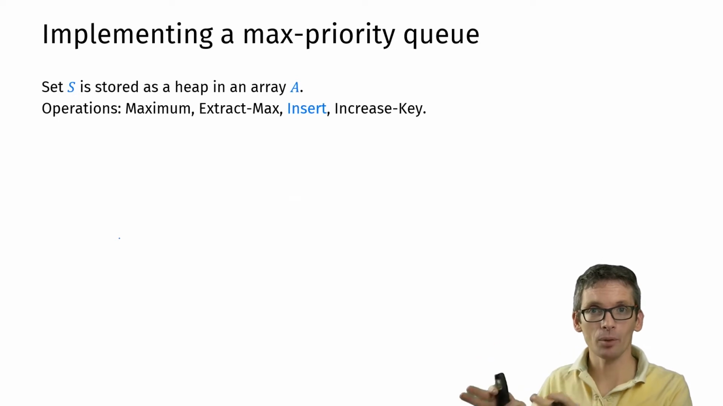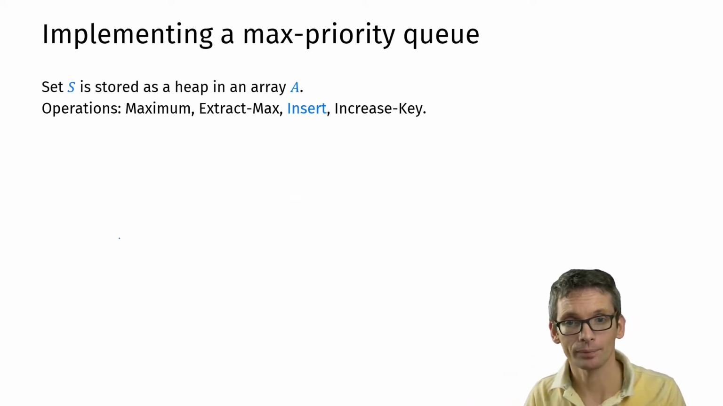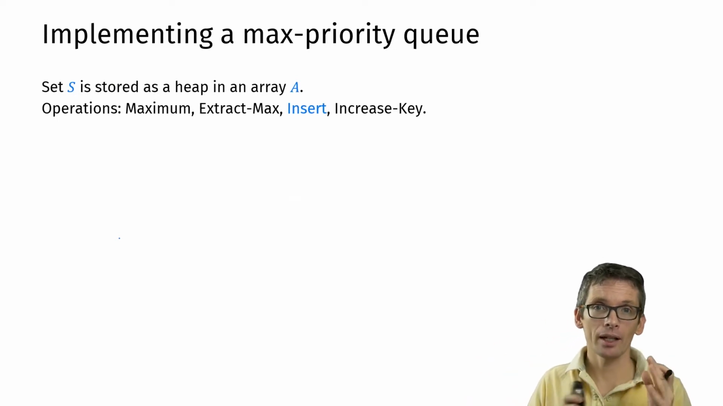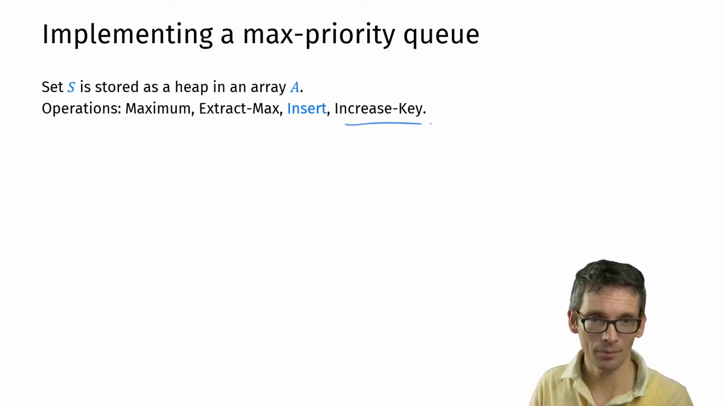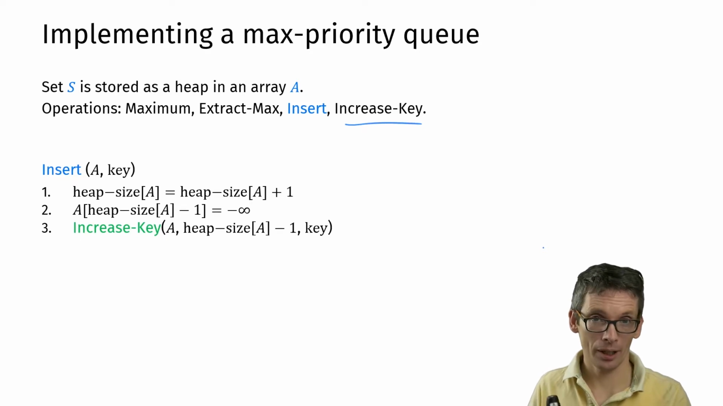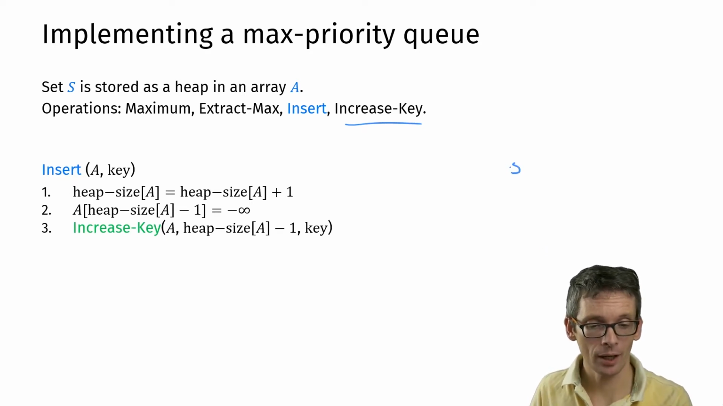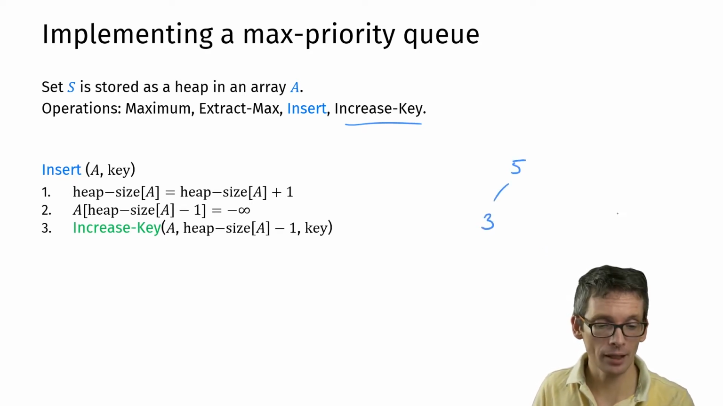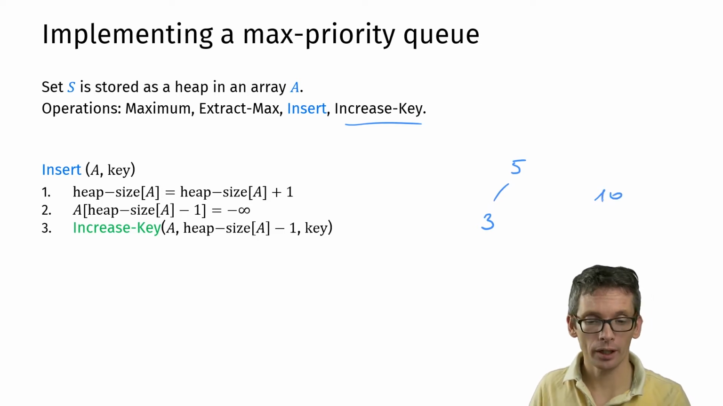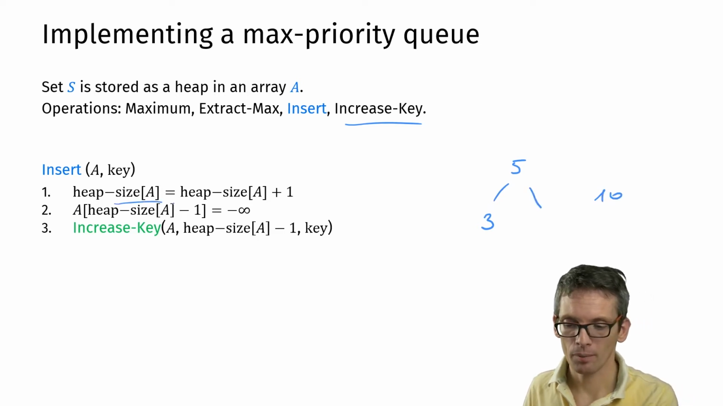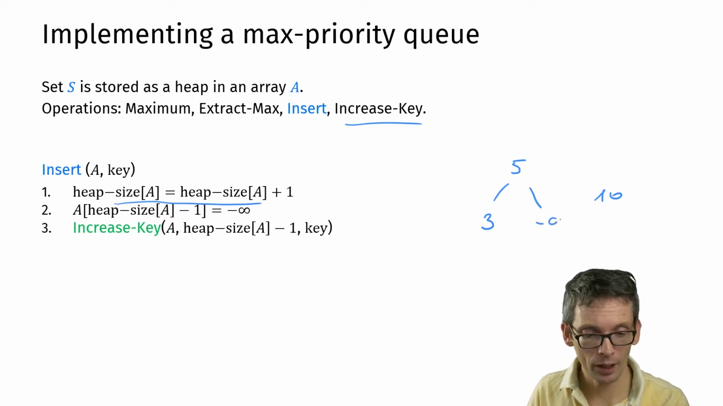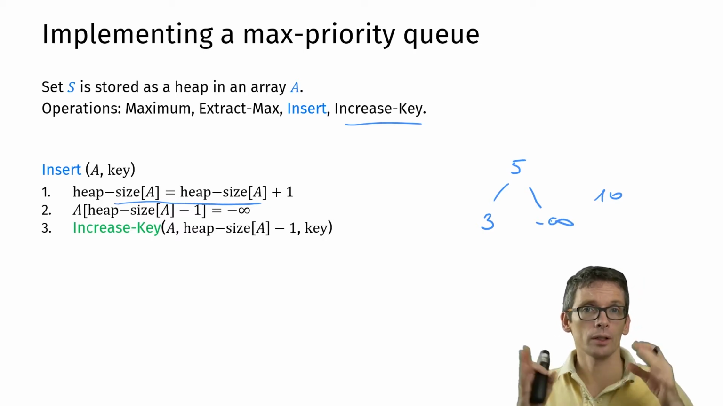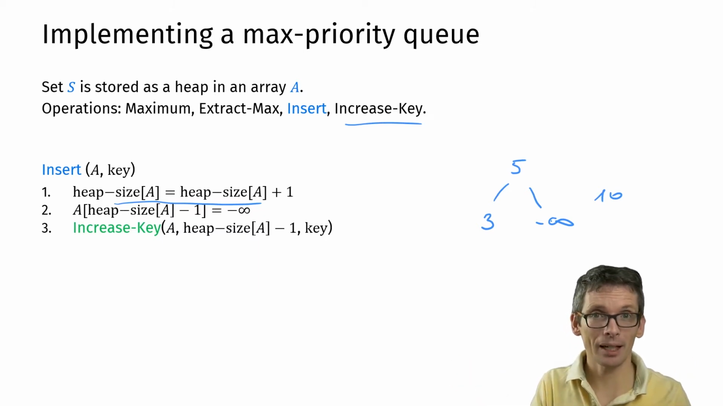So we have maximum, extract max, insert. Now insert I will keep short because there's still increase key to come. We can handle insert by calling increase key. So for instance, if this is my current max heap and I want to insert 10, what do I do? I first make sure that my heap size is 1 larger than before. I insert a node with an arbitrarily small key. Let's call that minus infinity.